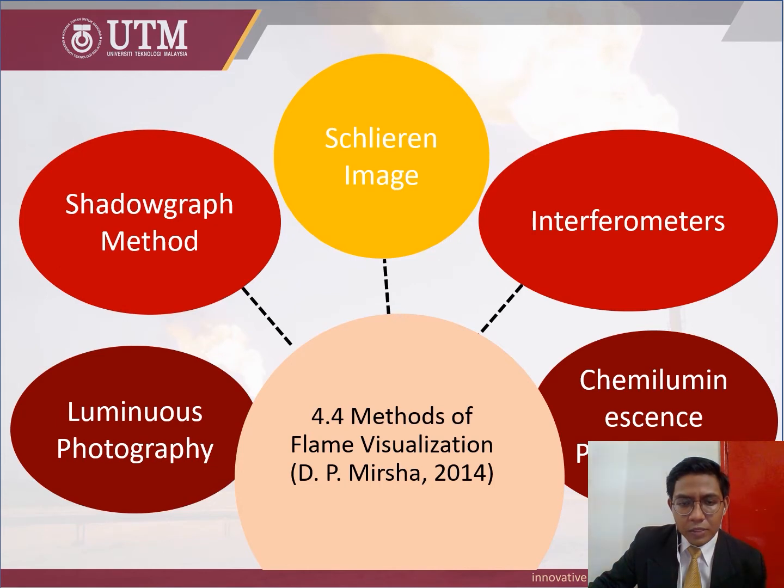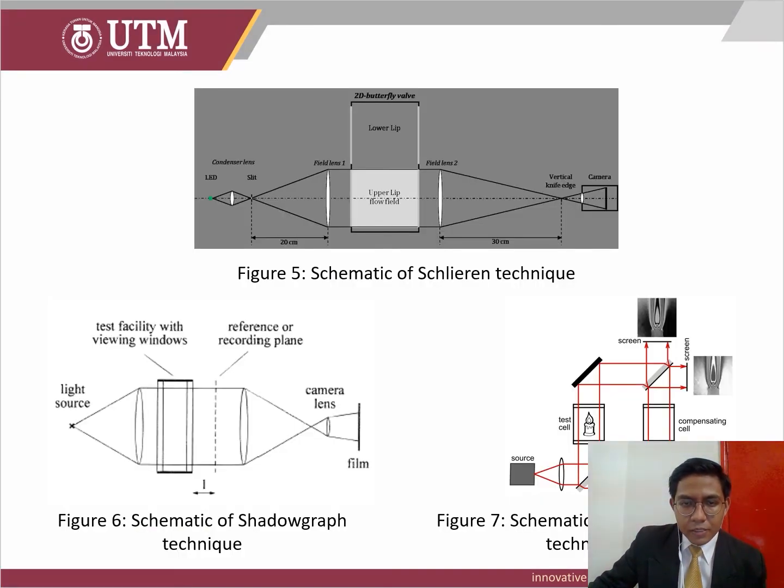The methods of flame visualization is by using the Schlieren image, shadowgraph method, luminous interferometers, and chemiluminescence. And for this research is by using the Schlieren image. So this is schematic diagram of the types of methods of visualization, and the main focus is the Schlieren technique, where the combustion process takes place between the lens that is also having the camera and knife edge, and also light source and slit.